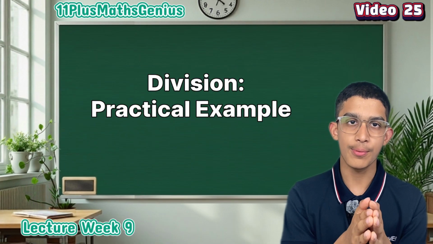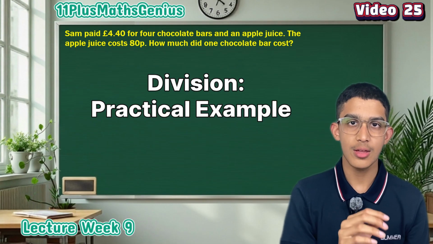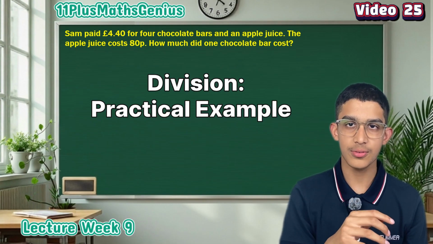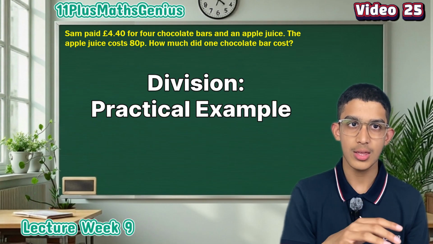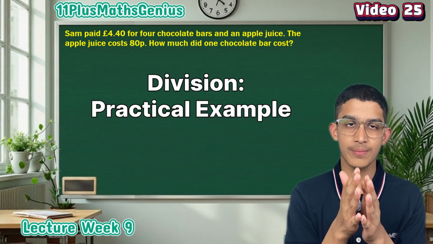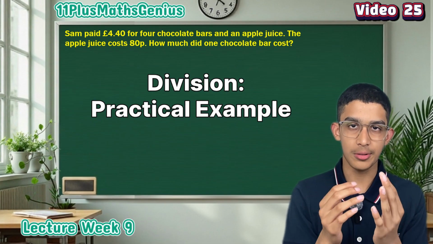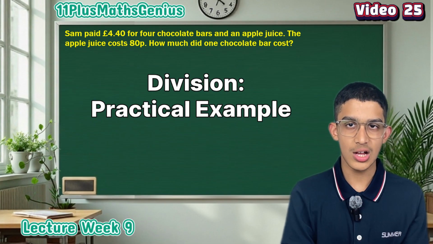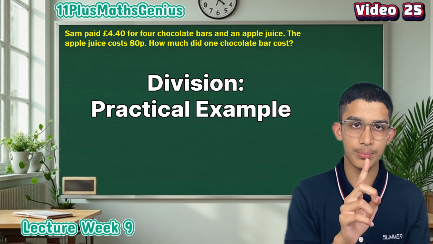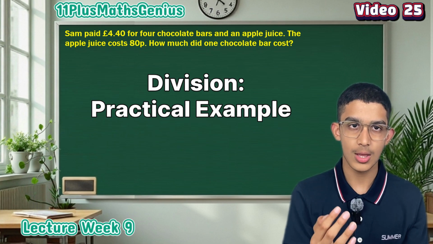Practical example. Sam paid £4.40 for 4 chocolate bars and an apple juice. The apple juice costs 80p. How much does one chocolate bar cost?